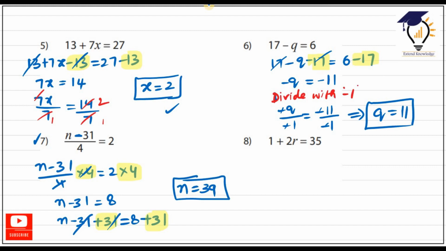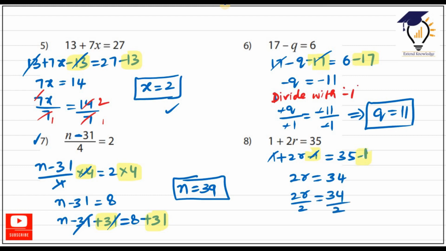And then last one, 1 plus 2r is equal to 35. So I'll subtract 1 from either side of the equation. Subtracted 1 here. 1 and 1 cancel off. 2r is remaining. And 35 minus 1 is 34. In the next step, I am trying to divide with 2 in order to get the variable. So dividing with 2 here. So 2 times 1 is 2, and 2 times 17 is 34. So what is remaining is r is equal to 17. So r is equal to 17 is the solution.